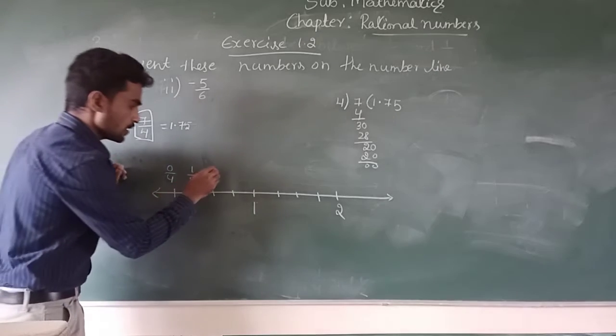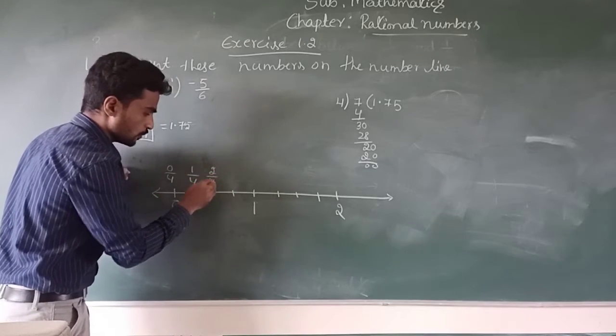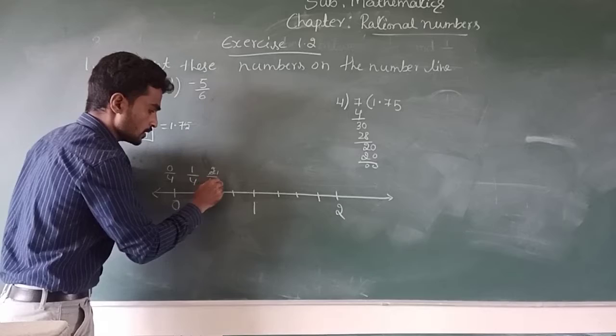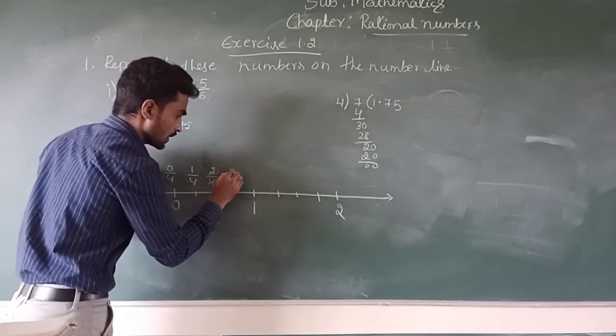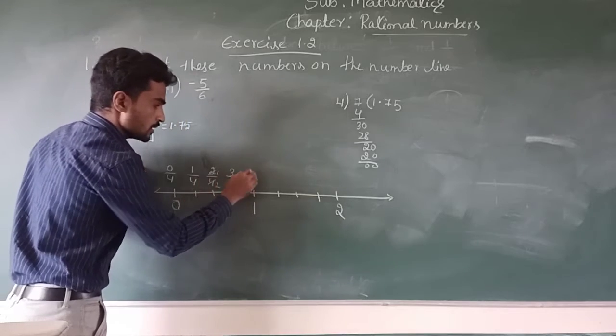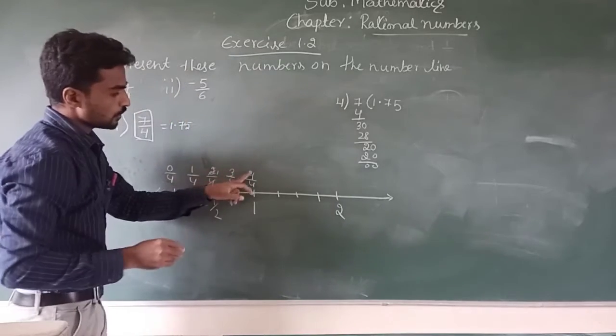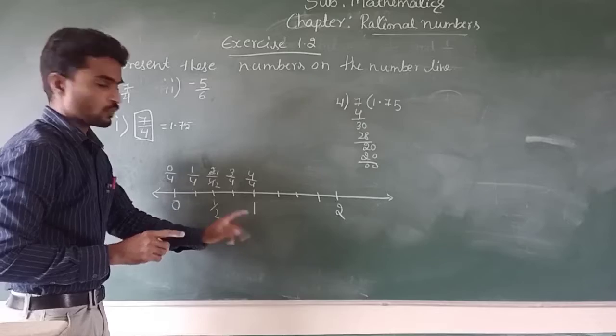This is 2 by 4. 2 by 4 can be written as, the 2 2s are 4, that is 1 by 2. Now this is 3 by 4. This is 4 by 4. 4 ones are 4. Again we get 1.